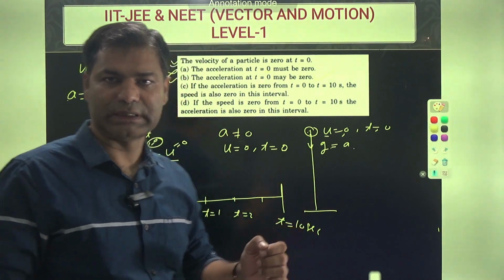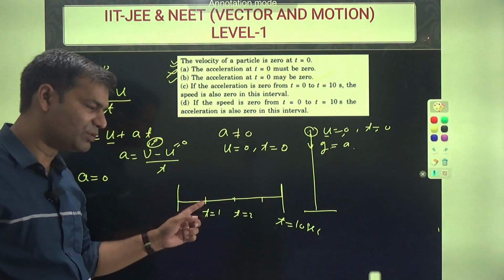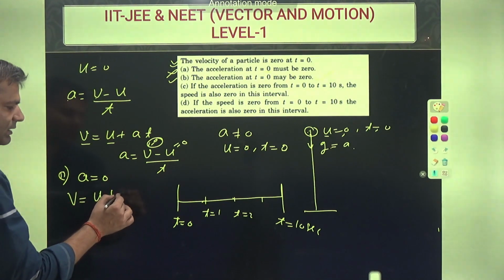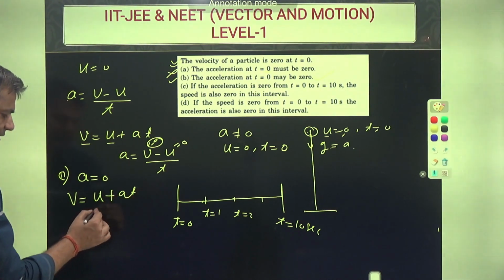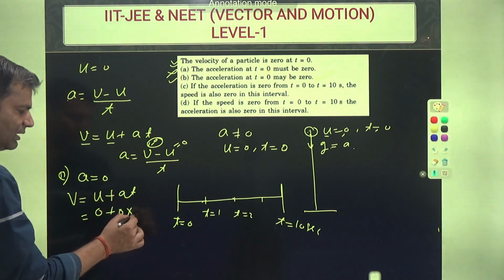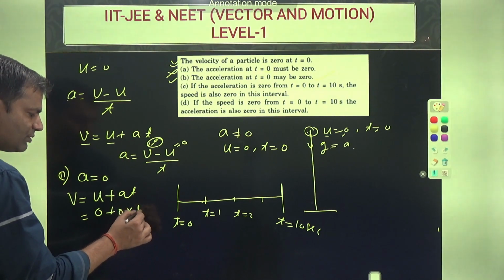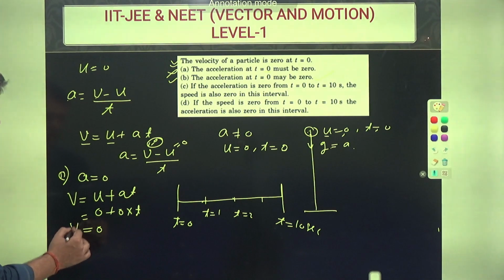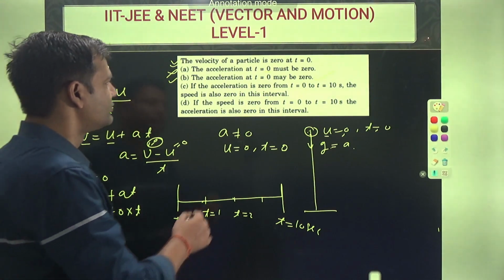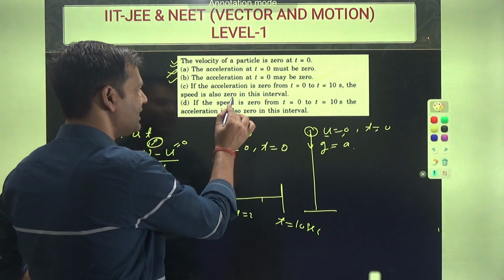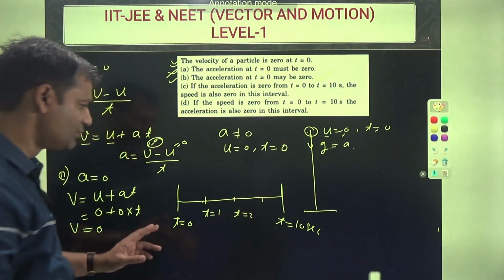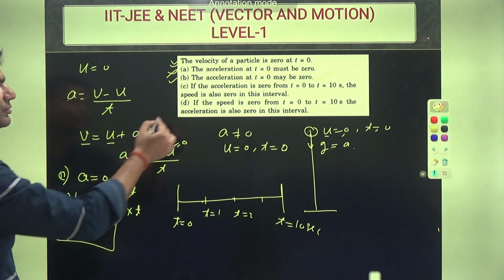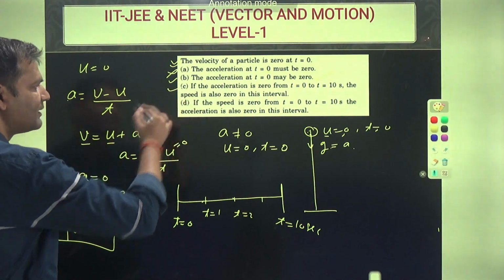Then what about the velocity at t = 1 second? v = u + at. Here u is 0 and a is 0, so it is 0 times t. Whatever value of t you put, 1, 2, 3, then v is also 0. Clear or not? So according to the question, the speed is also 0 in this interval, 0 to 10 seconds. What about velocity? 0. So you can say that C is the correct option.